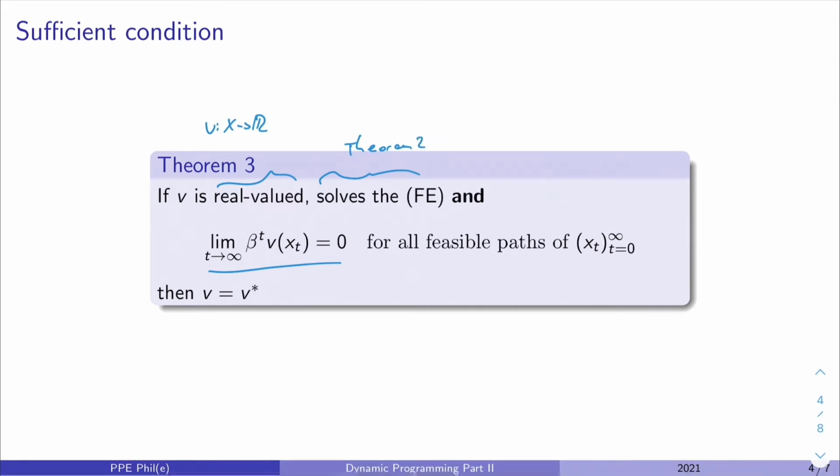Now, this last bit says that not only for the optimal, but for all feasible paths, the value of the problem over the infinite horizon goes to 0. And this usually tackles the problem that sometimes if you postpone consumption forever, then you could potentially reach infinity because it's forever. And so this rules that out. So this says postponing consumption forever does not break the problem.